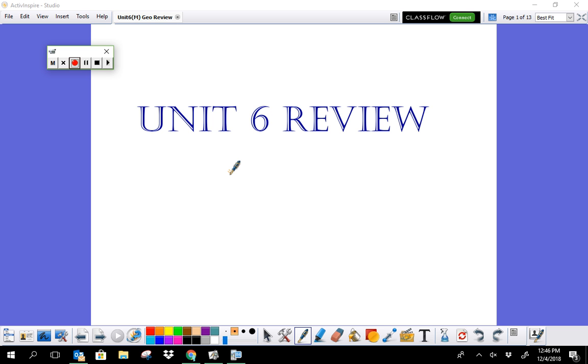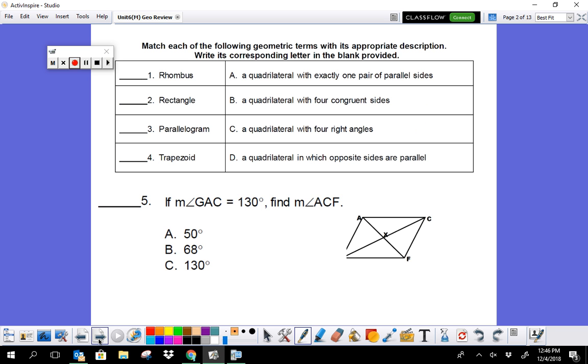Okay, so this is the video for the Unit 6 review. Okay, so this says match each of the following geometric terms with its appropriate description. Write its corresponding letter in the blank provided. Okay, so real quick, I'm just going to go through these 4 shapes and just kind of draw them. That way we have a better idea.